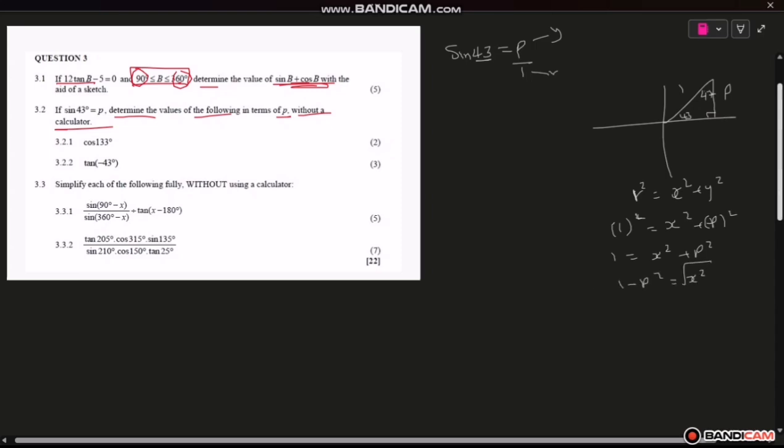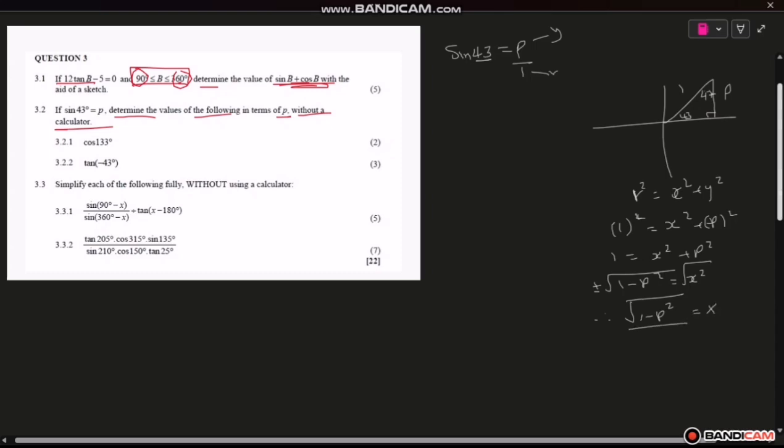Then plus or minus square root. Therefore, X is going to be positive, because everything is positive in the first quadrant. We're going to have what? Positive square root of 1 minus P squared equals X. So that's the value of X.